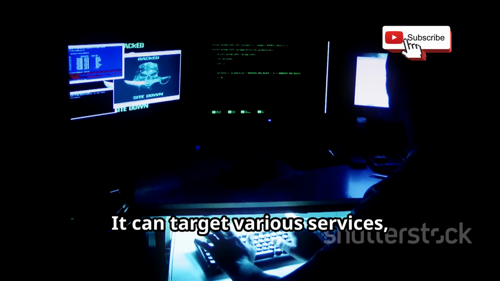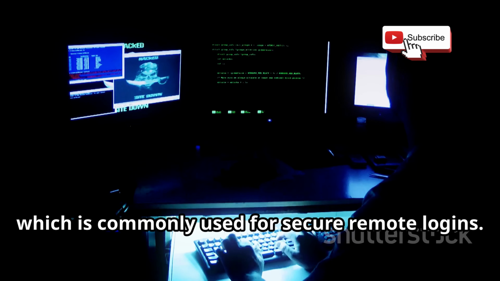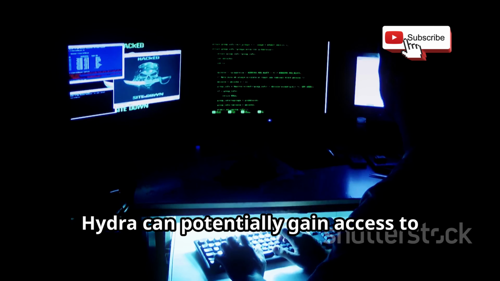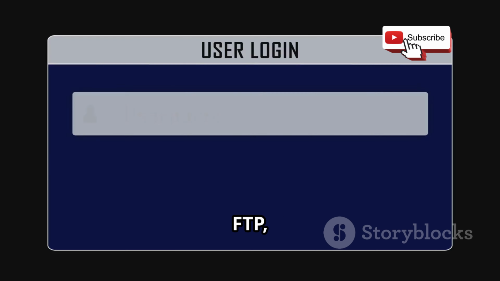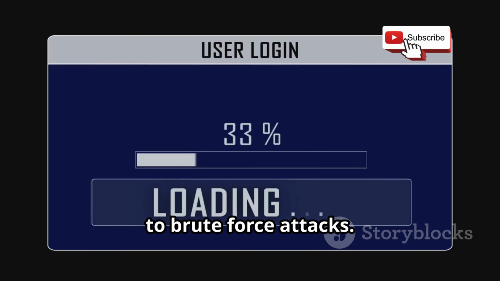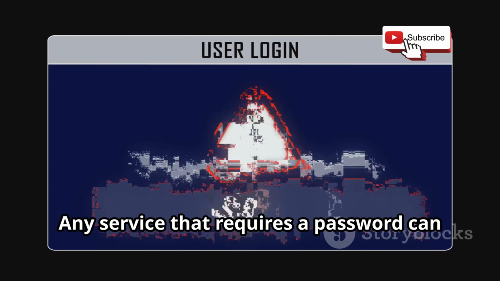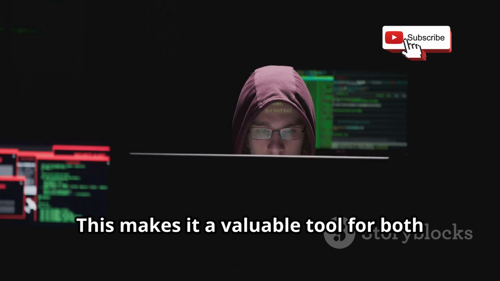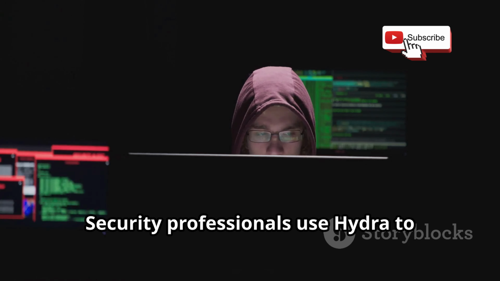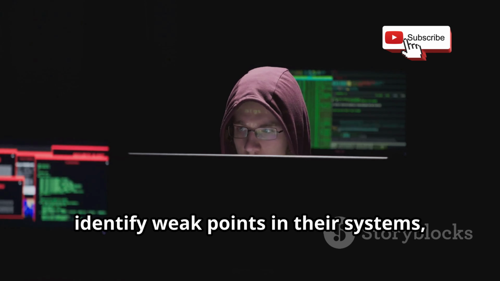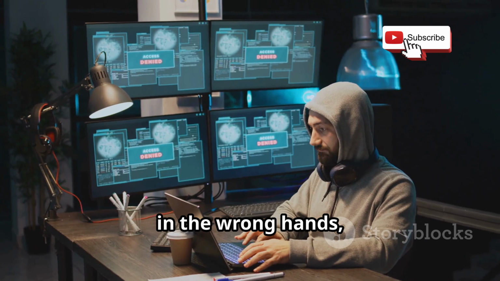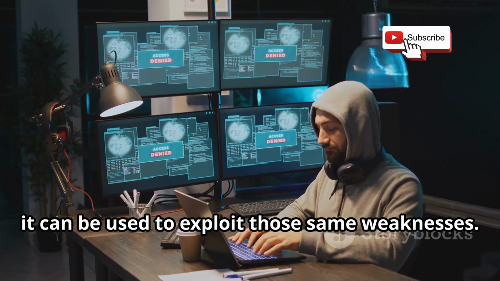It can target various services like SSH, which is commonly used for secure remote logins. By focusing on these services, Hydra can potentially gain access to sensitive systems, FTP, and web logins. These are just a few examples of the types of services that can be vulnerable to brute force attacks. Any service that requires a password can be a target. This makes it a valuable tool for both security testing and malicious attacks. Security professionals use Hydra to identify weak points in their systems, allowing them to strengthen their defenses. However, in the wrong hands, it can be used to exploit those same weaknesses.